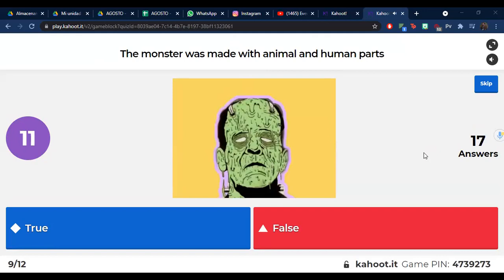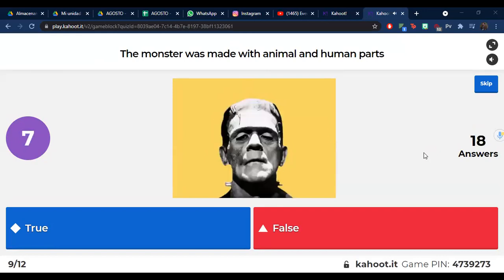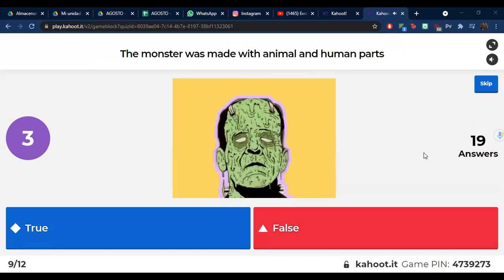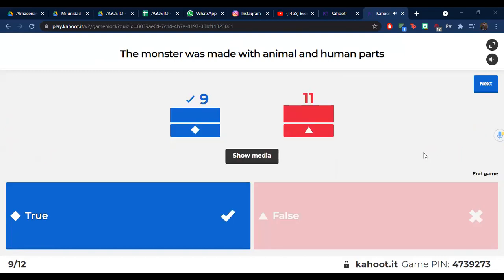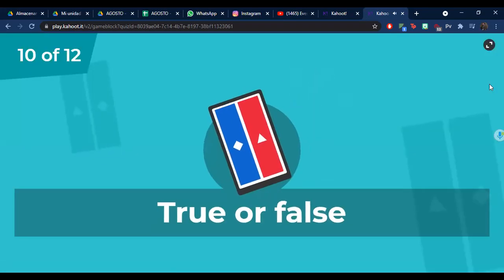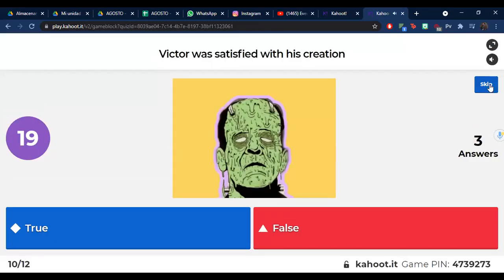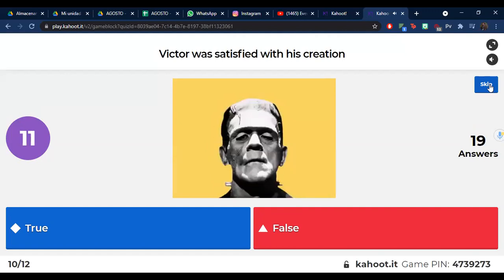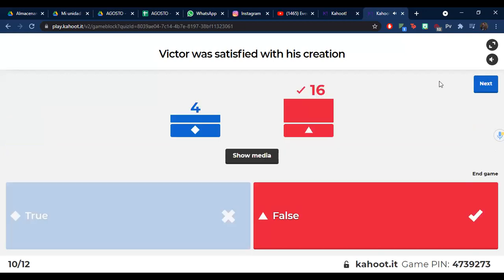The monster was made with animal and human parts. Well, in the book that we have, yeah, they mention the dead parts of animals and people. Victor was satisfied with his creation. Oh my goodness, what do you think? Hell yeah, that was true. I think he was scared because it was a horrible monster.